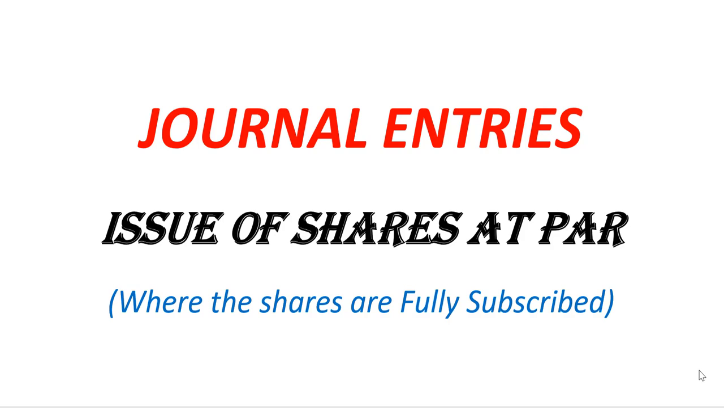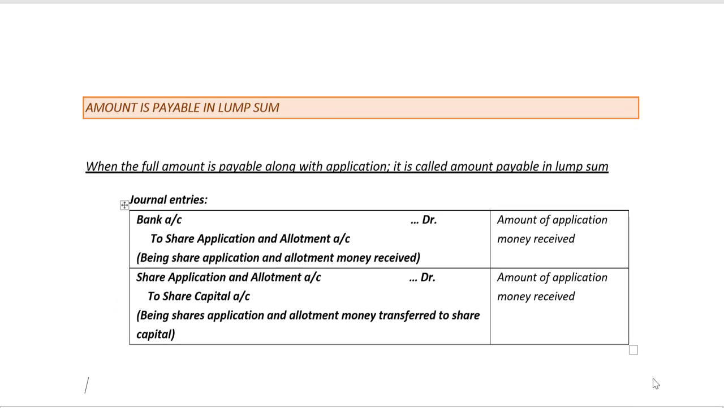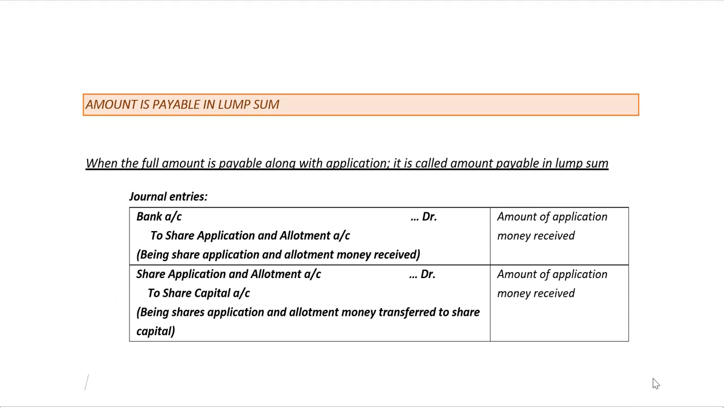In this video, we will learn journal entries for the issue of shares at par. We will consider the situation where the shares are fully subscribed. Amount payable in lump sum. When the full amount is payable along with application, it is called amount payable in lump sum.